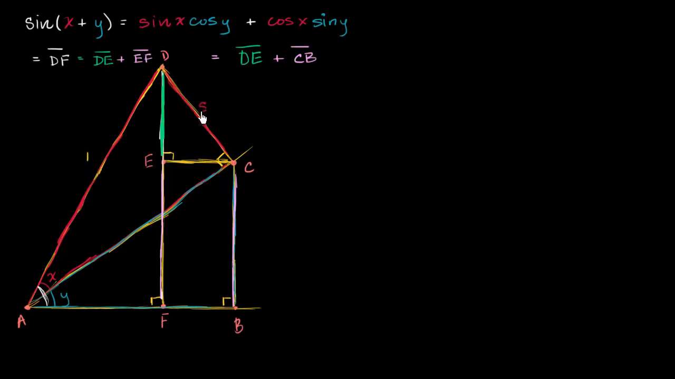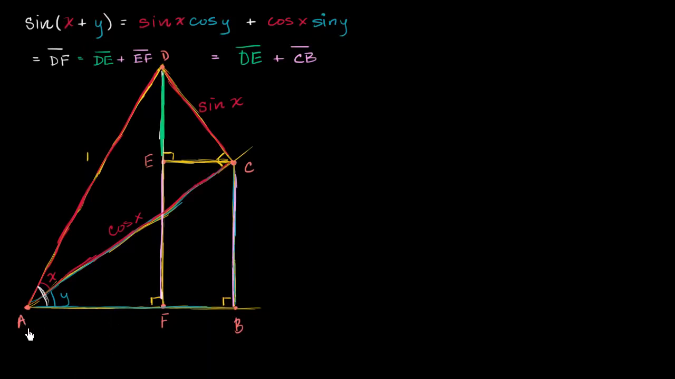So this length right over here is sine of x. And segment AC, same exact logic. Cosine of x is the length of AC over 1, which is just the length of AC. So this length right over here, segment AC, its length is cosine of x. So that's kind of interesting.